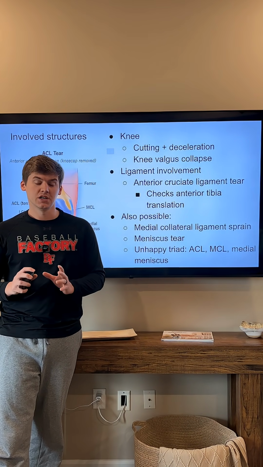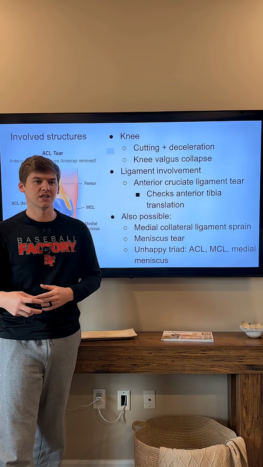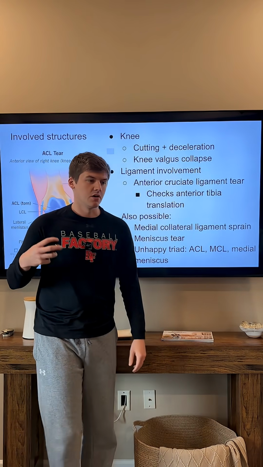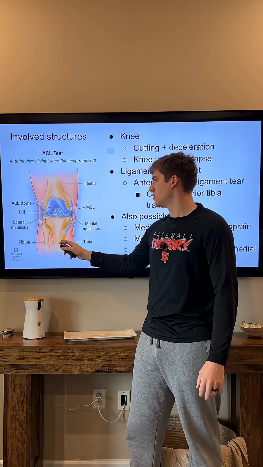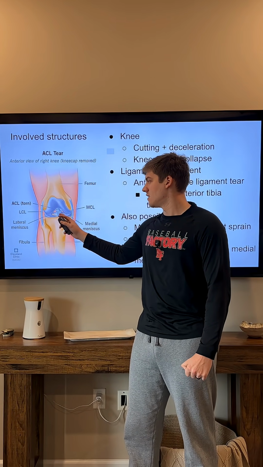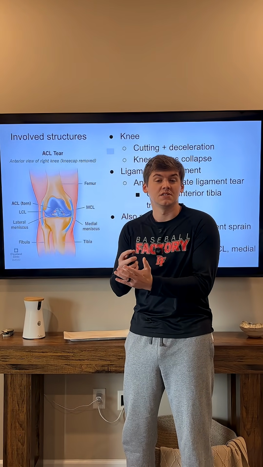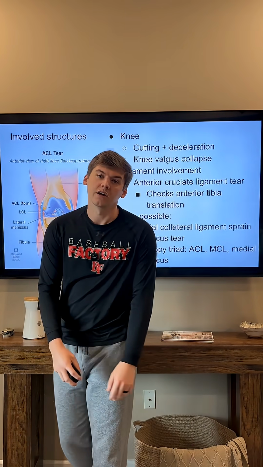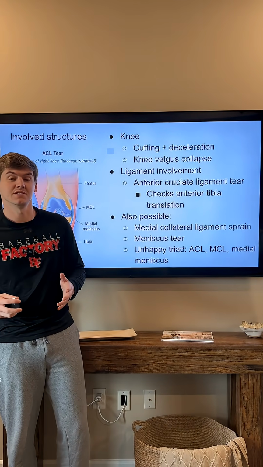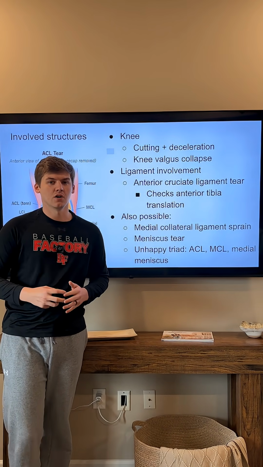So the ACL checks for anterior tibial translation. Now the tibia sits underneath the femur. The femur is your thigh bone. The tibia is your shin bone. So as you can see right here, the ACL would check to make sure that the tibia does not slide too far forward at the knee joint, or on the femur. And here, obviously, that happened. It slid too far forward during the collapse, causing a tear.